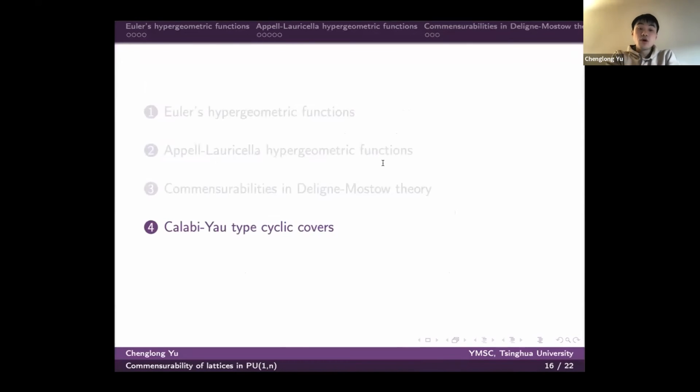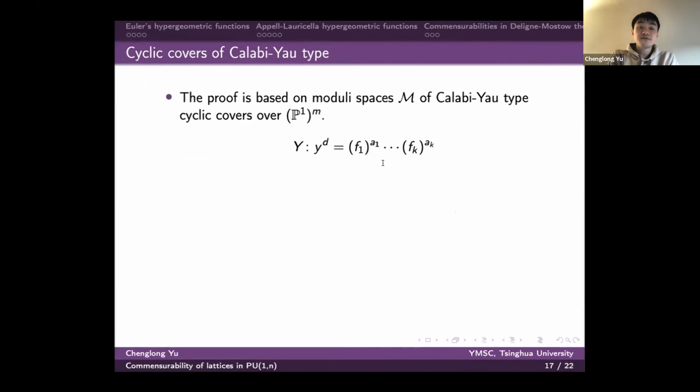Let me say a few words about our approach or our proof. We study this from the study of moduli spaces of cyclic covers of products of P1. We are especially interested in those of Calabi-Yau type. So what are the cyclic covers? It's some variety given by this equation, y to the d equal to f1 up to fk to some power, and here f1 up to fk are just the sections of linear series on P1 to the m. So it defines a cyclic cover.